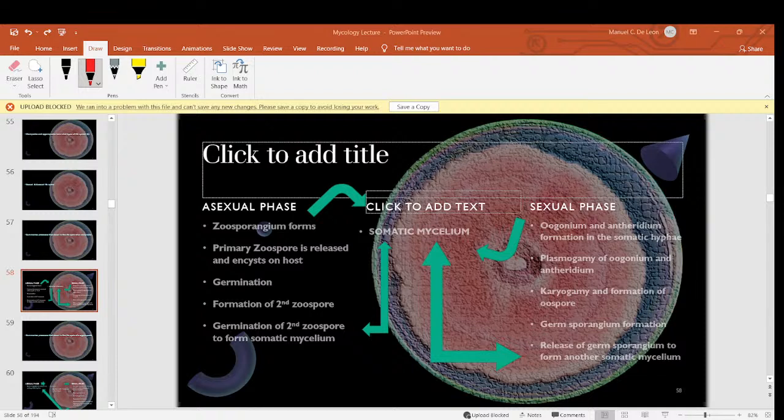All right, so the oogonium and antheridium will form in the somatic hyphae, followed by plasmogamy of the oogonium, and then karyogamy. So already it's the same thing as that of the basidiospore. After that, the germ sporangium will form from the products of the sexual phase, and it will release a germ sporangium to form another somatic mycelium.